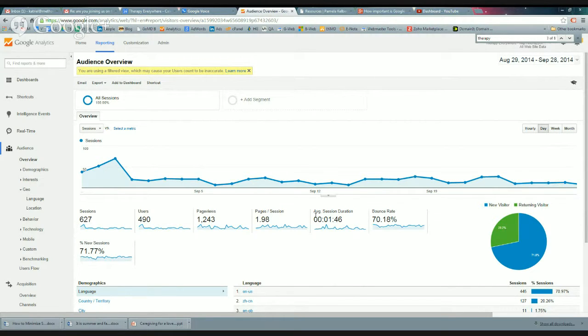Okay? I can see that on average, people spend about 2 pages on the site, and they tend to bounce, which means they see one page and they leave, about 70% of the time. Okay, let me see where they're coming from.